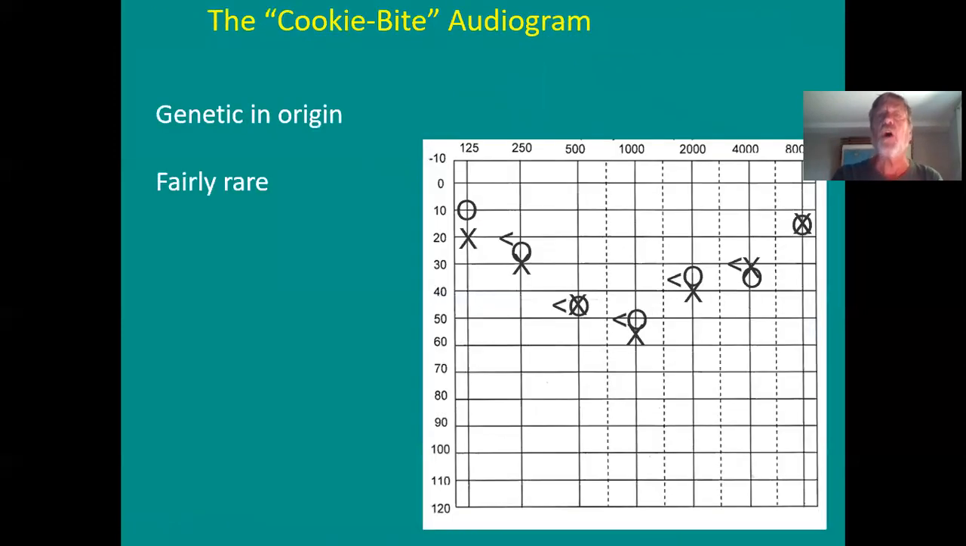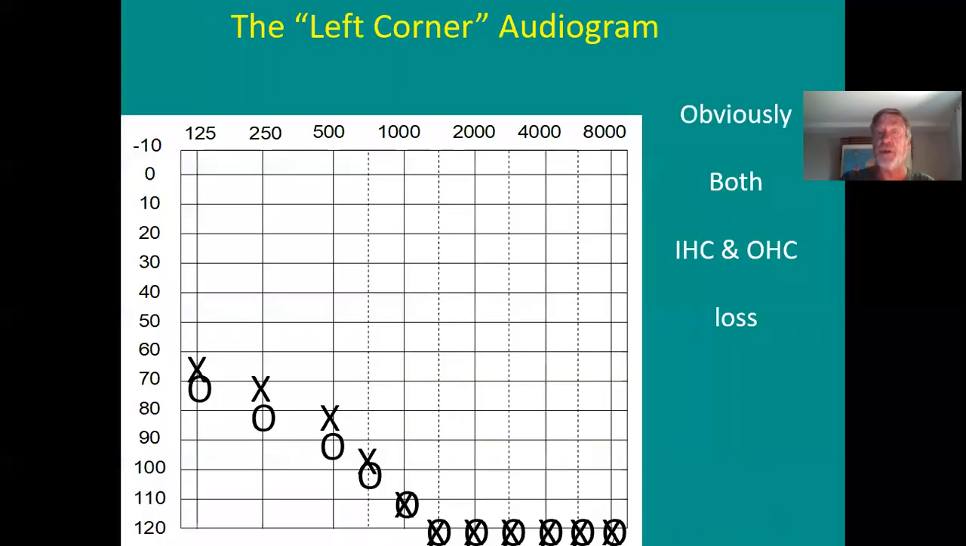Now here's what they call a cookie bite audiogram. A cookie bite audiogram looks like someone took a bite out of the middle of the cookie. Genetic in origin, fairly rare, but you do find these. Could be because of the cochlear dead region in the middle, or the combination of the two examples that I showed earlier, but who knows? But fairly rare, and these are genetic in origin hearing losses.